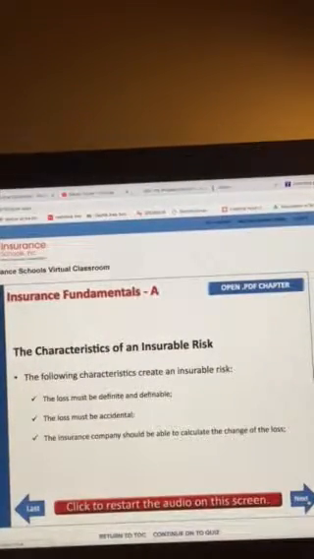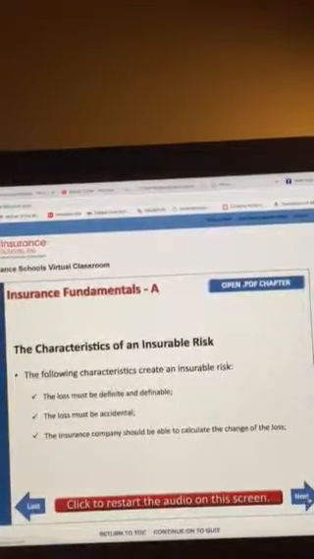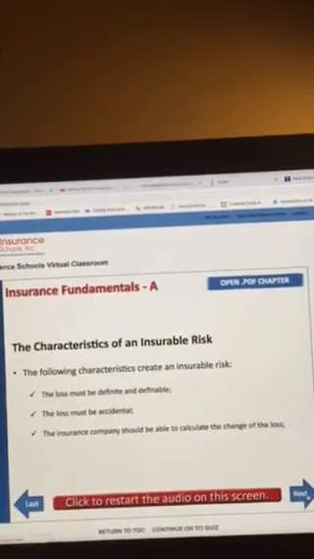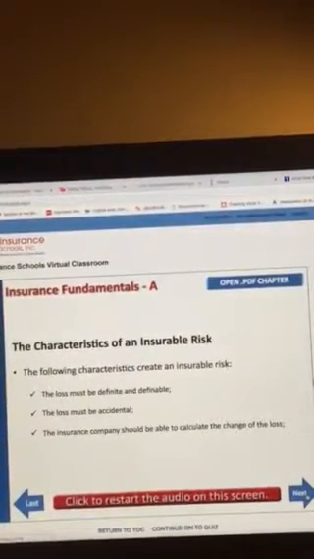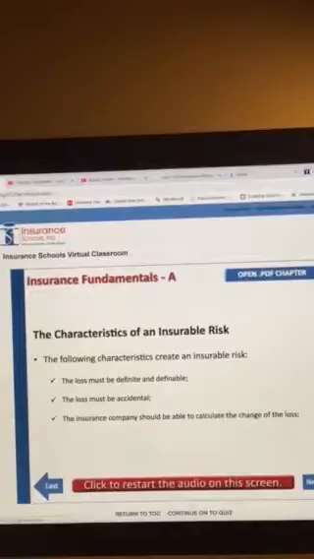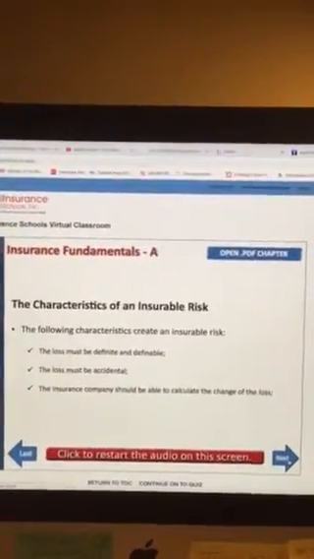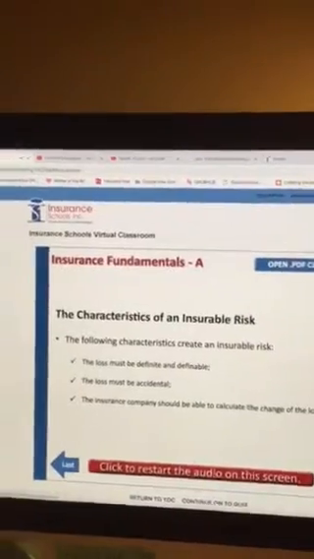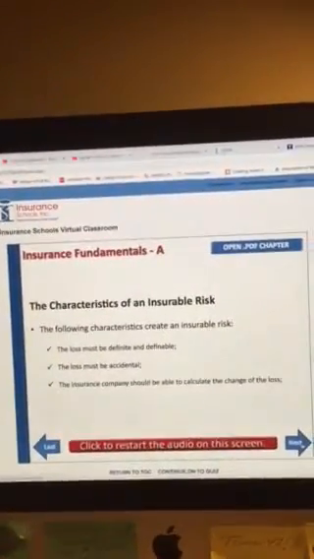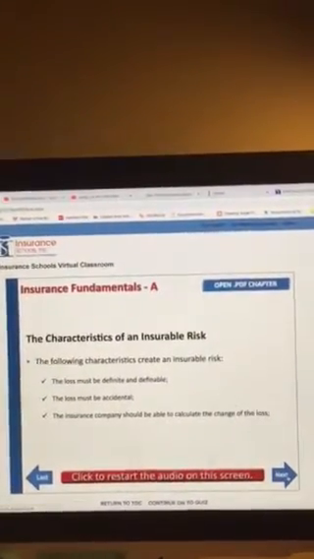Let's discuss the characteristics of an insurable risk. First, the loss must be definite and definable. This means that the loss must be concrete, conclusive and specific. The loss cannot be ambiguous. The loss must be accidental, meaning, the loss must be sudden and unforeseen. The insured cannot have caused the loss.